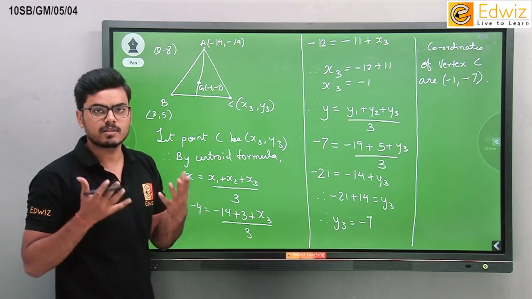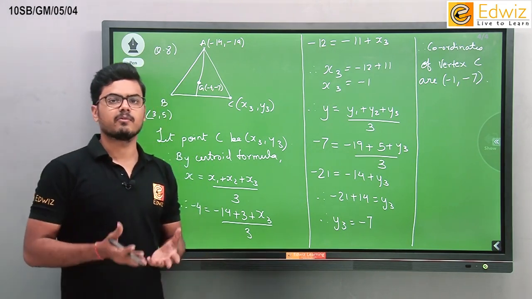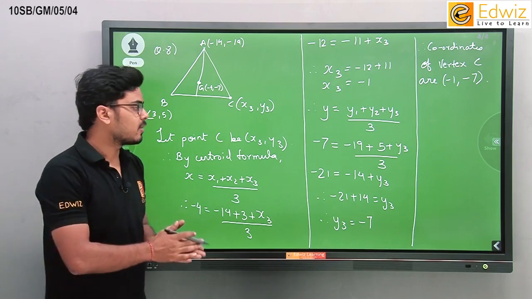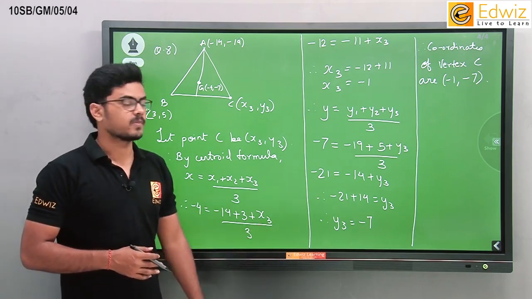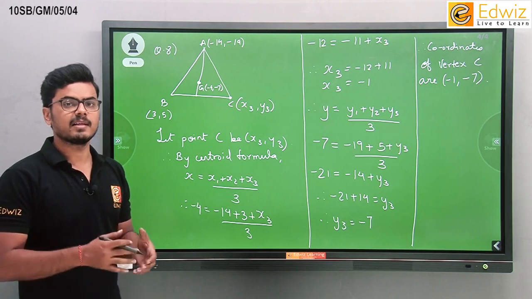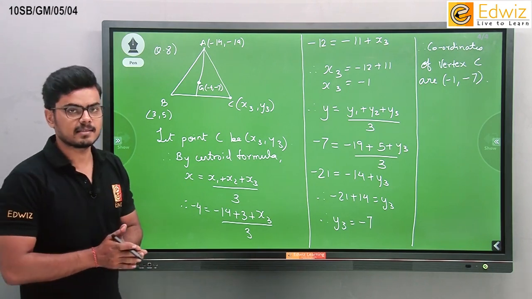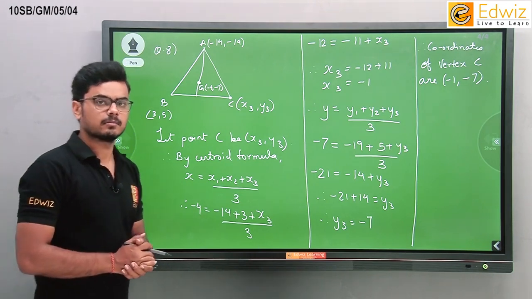All we have to do is use the formula, see what is known to us, what is given in the question, and find out the value of the unknown quantity. So please make a note of this while we wait. Okay, I'll wait for 30 seconds. Then we'll start with the next question.